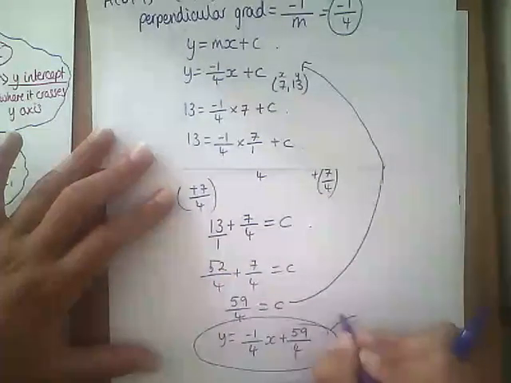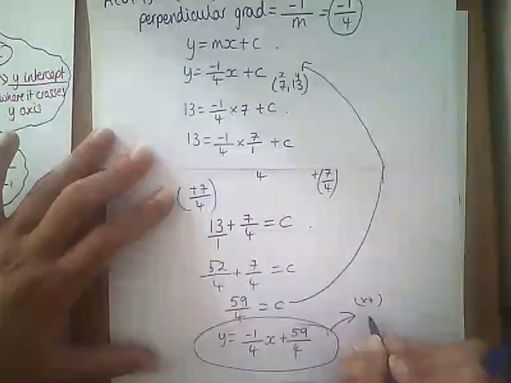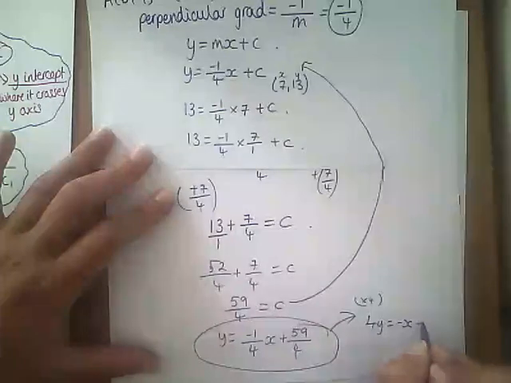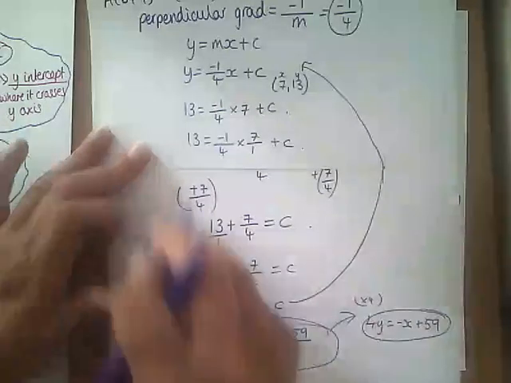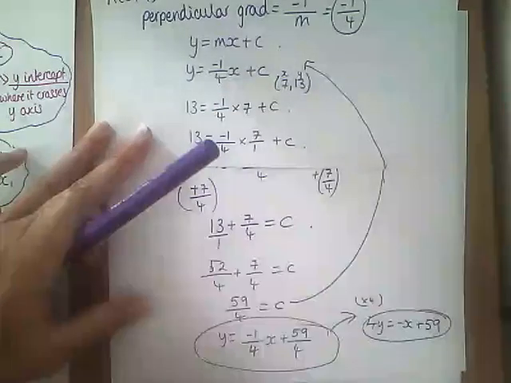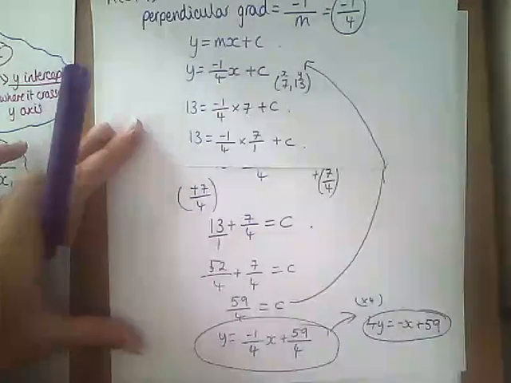If you want to tidy it up and times through by 4 to get rid of the 4 on the bottom, you'd have 4y equals minus x plus 59. That is absolutely fine too. Okay, that is perpendicular lines, the hardest one you'll get.